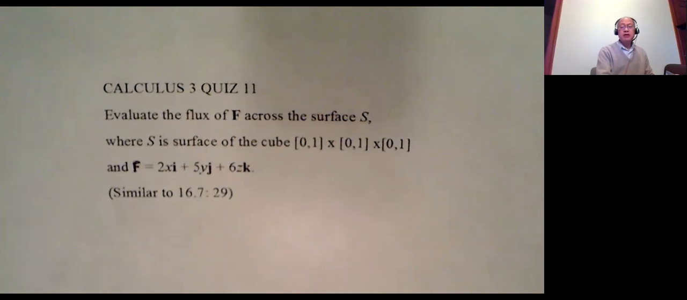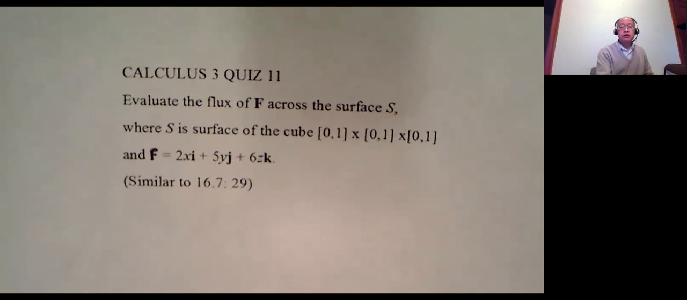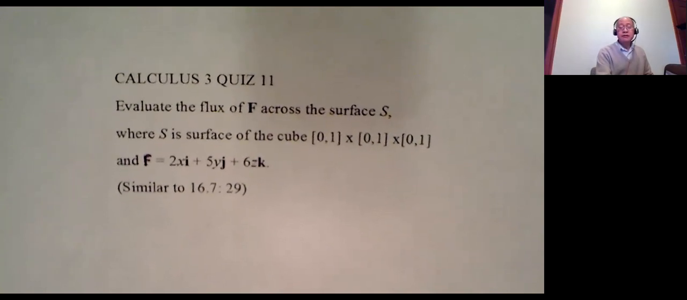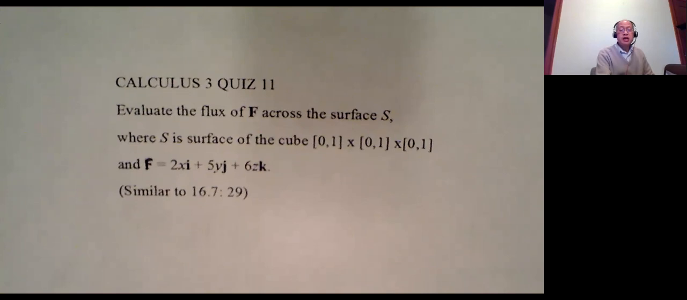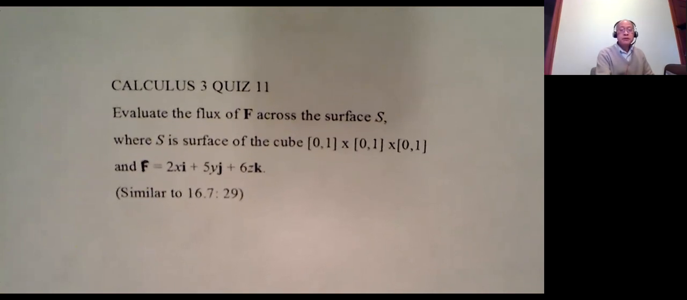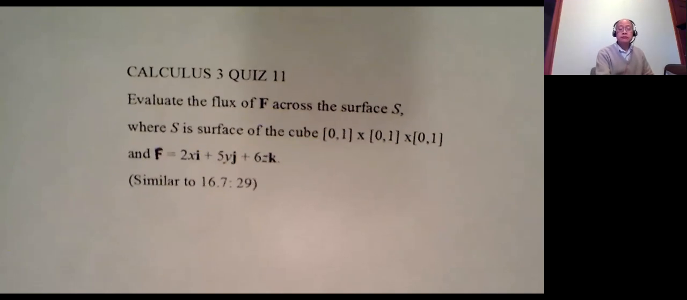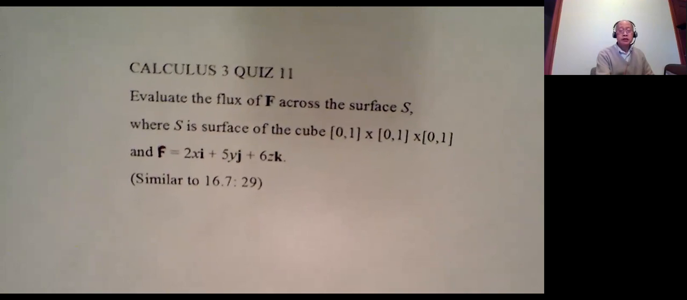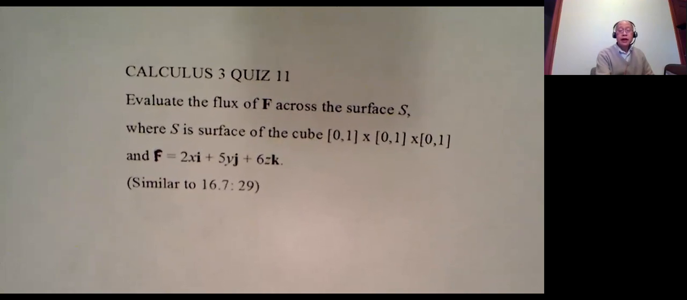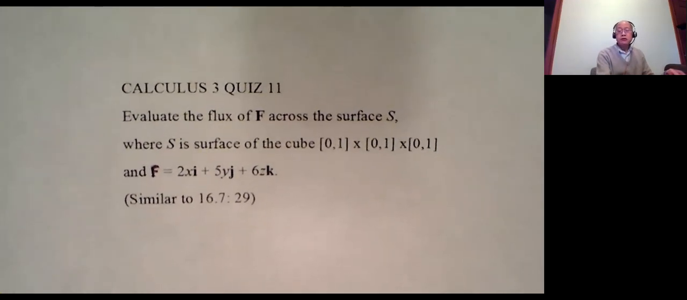Evaluate the flux of F across the surface S. S is the surface of the cube, [0,1] cross [0,1] cross [0,1]. It's kind of the one we just did. X is 0, X is 1, Y is 0, Y is 1, Z is 0, Z is 1. Capital F is 2x i plus 5y j plus 6z k. Similar to 16.7.29. Now, do not do this problem with the divergence theorem that I just showed you. You weren't supposed to know it yet. Work it out by actually computing all 6 surfaces, add them all up and go from there. I'll hold it for maybe 10 more seconds.